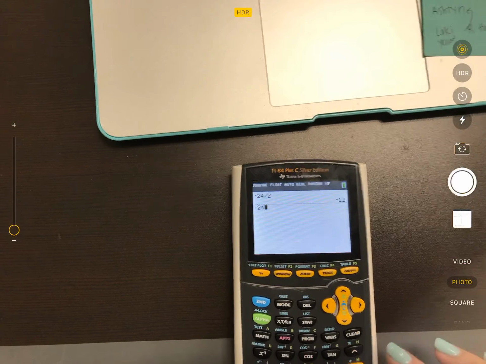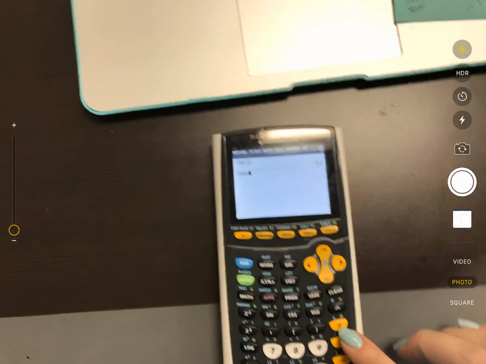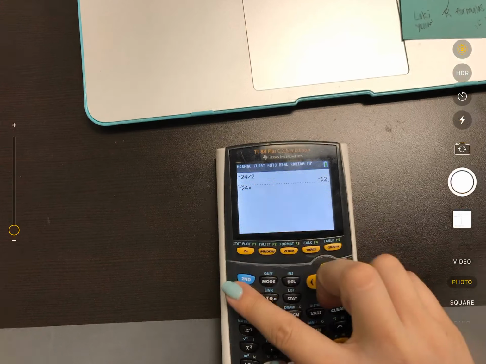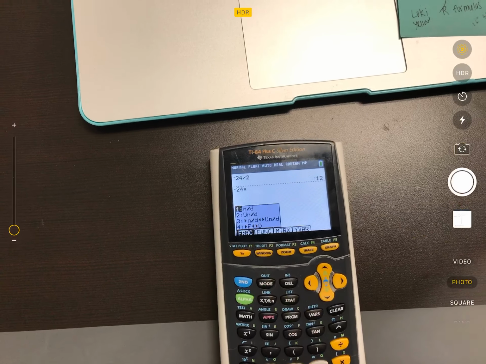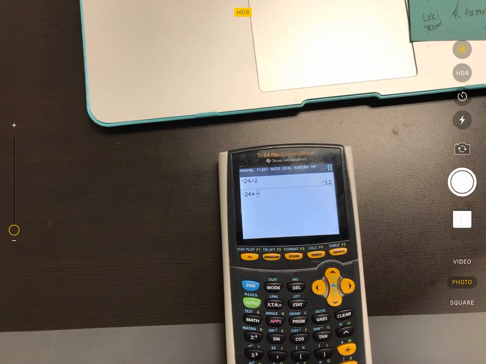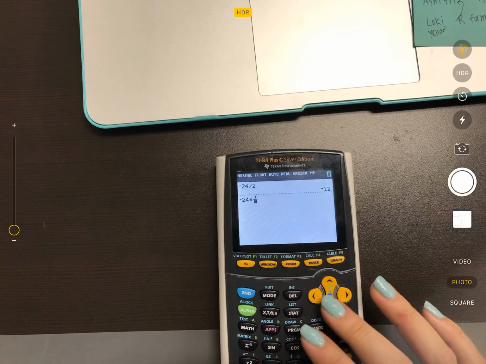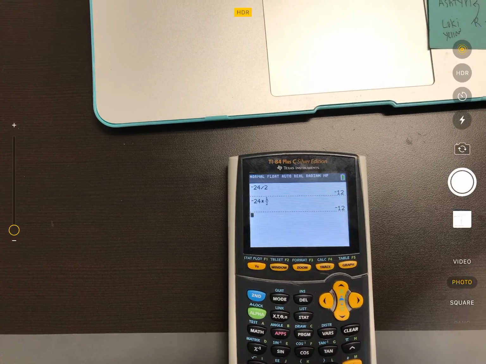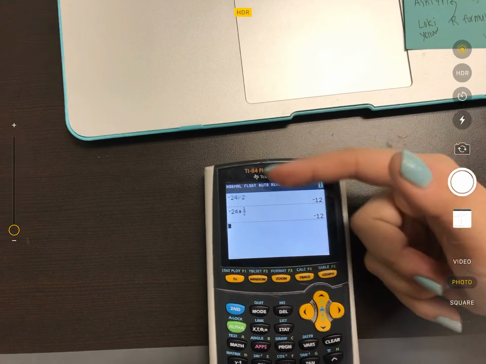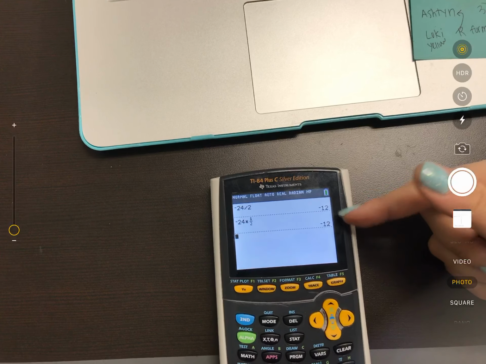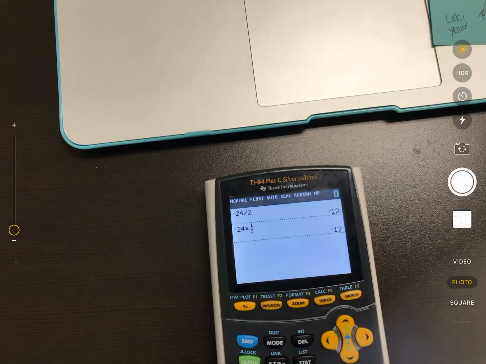So we have negative 24 times, let's go ahead and multiply. Now I'm going to multiply by 1/2, so I'm going to hit alpha y equals enter. I have a fraction bar. Let's multiply this by 1/2 and see what we get. We also get negative 12. So dividing by 2 and multiplying by 1/2 gives me the same answer.